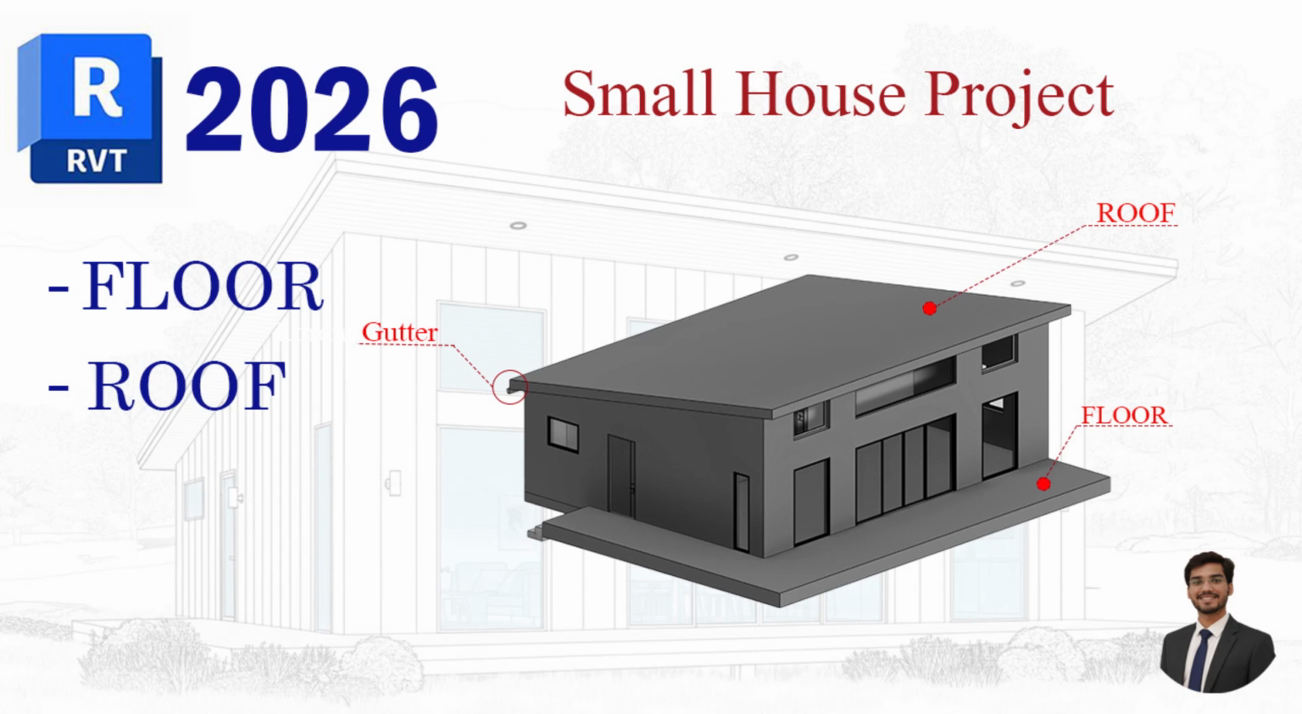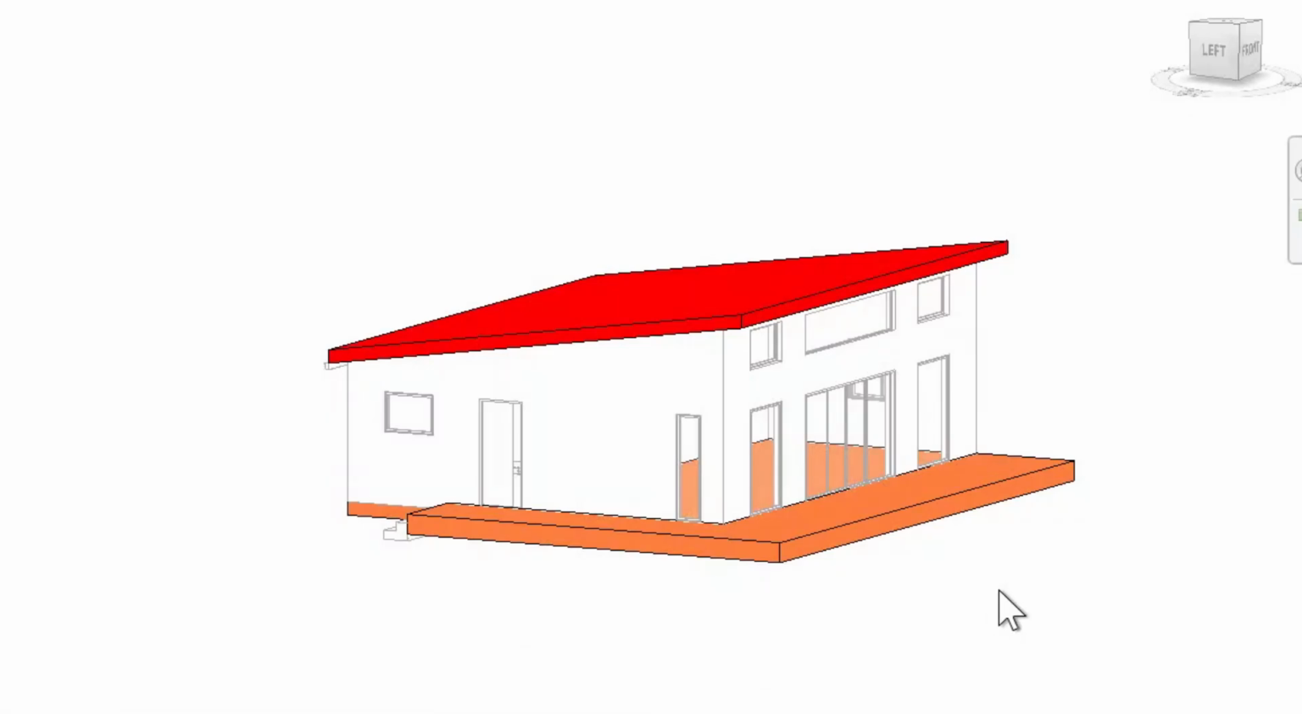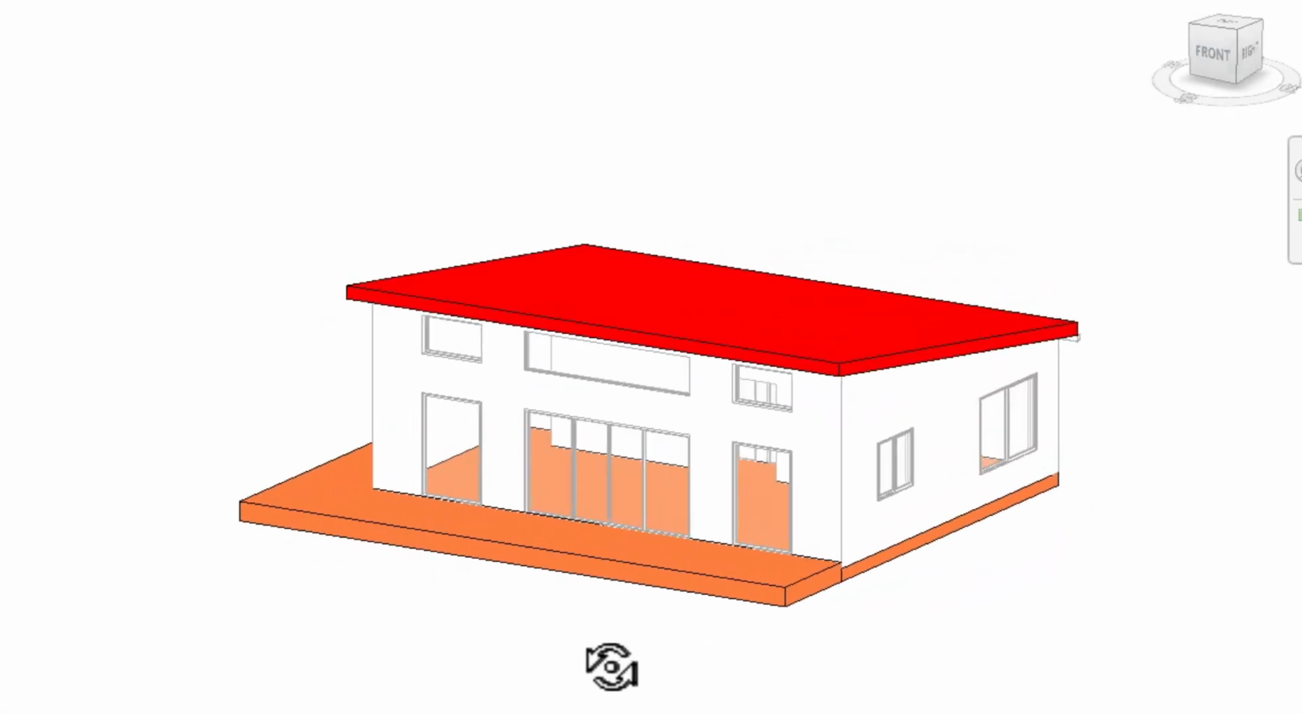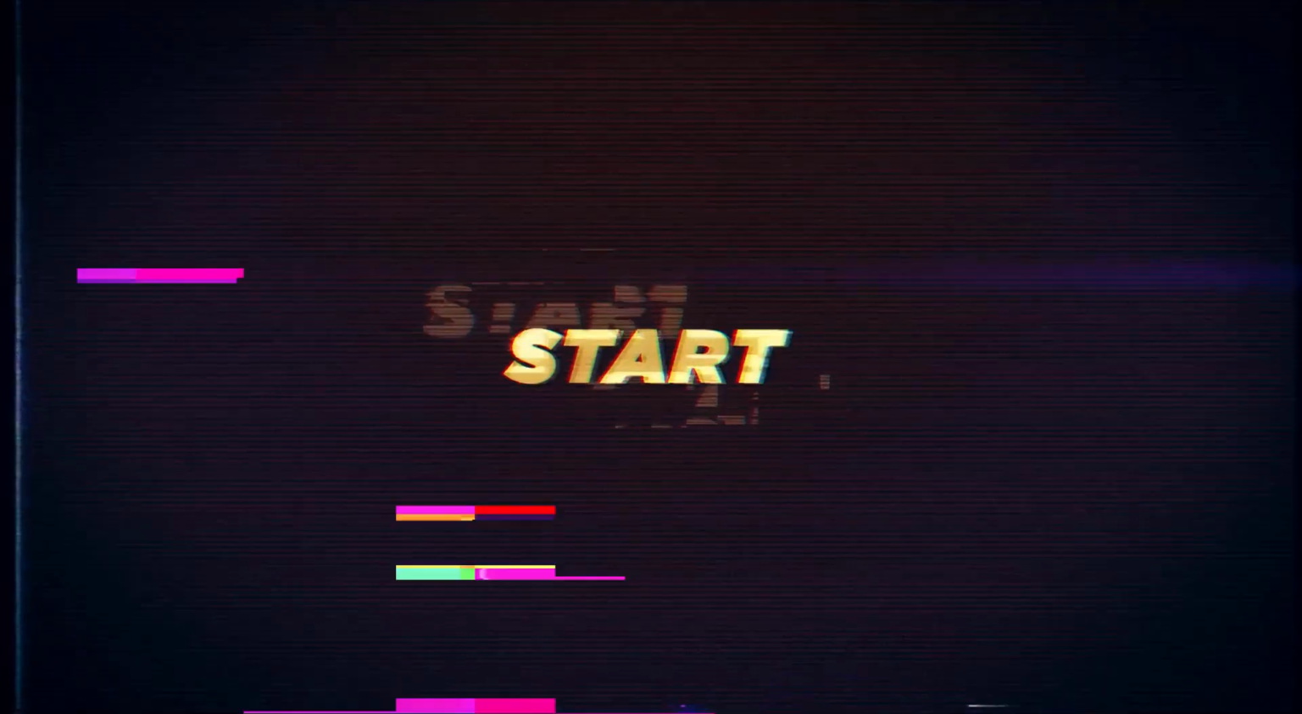Hello everyone. Let's jump to floors and roofs for our project. Floors and roofs are the primary horizontal planes of your design. The floor defines the walkable space and interior character, while the roof is the building protection and acts as the fifth facade that shapes the building. So, let's dive in.